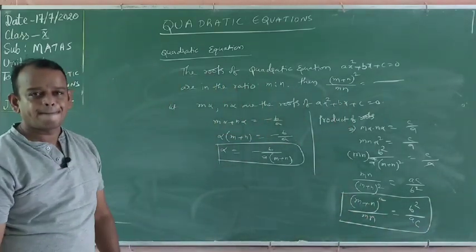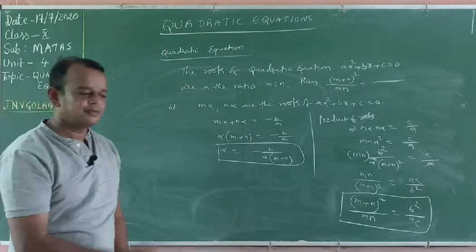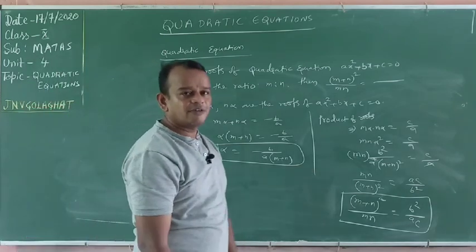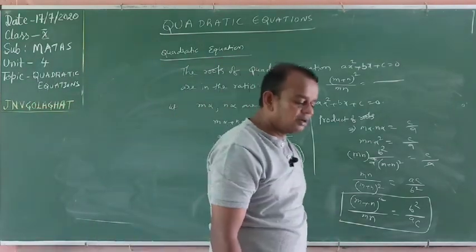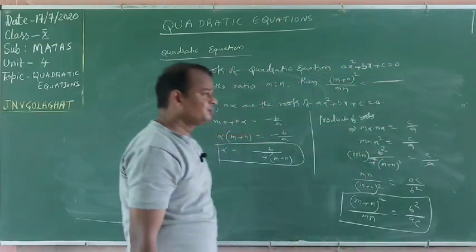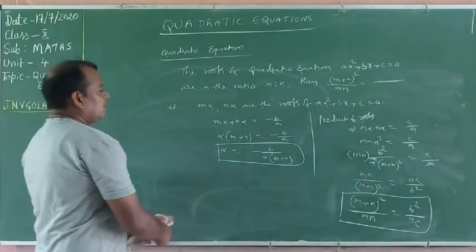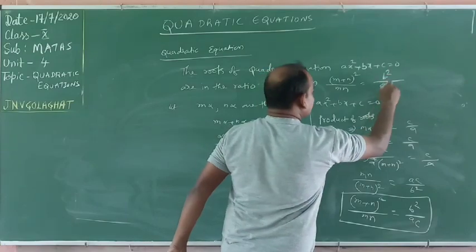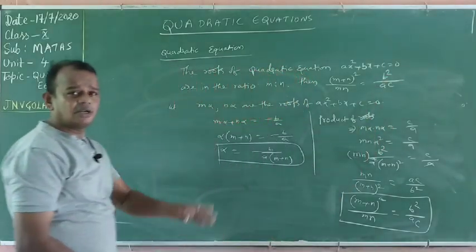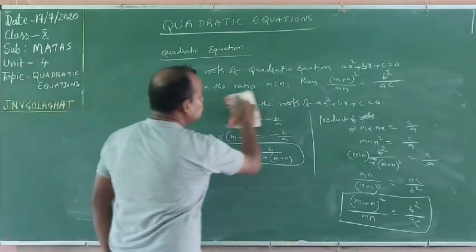Remember the formula. Understand? This is a very important formula. M plus n whole square by mn is equal to b square by ac. Now, what is the answer? B square by ac. This is how questions are asked. By using this formula, how to do the problems.